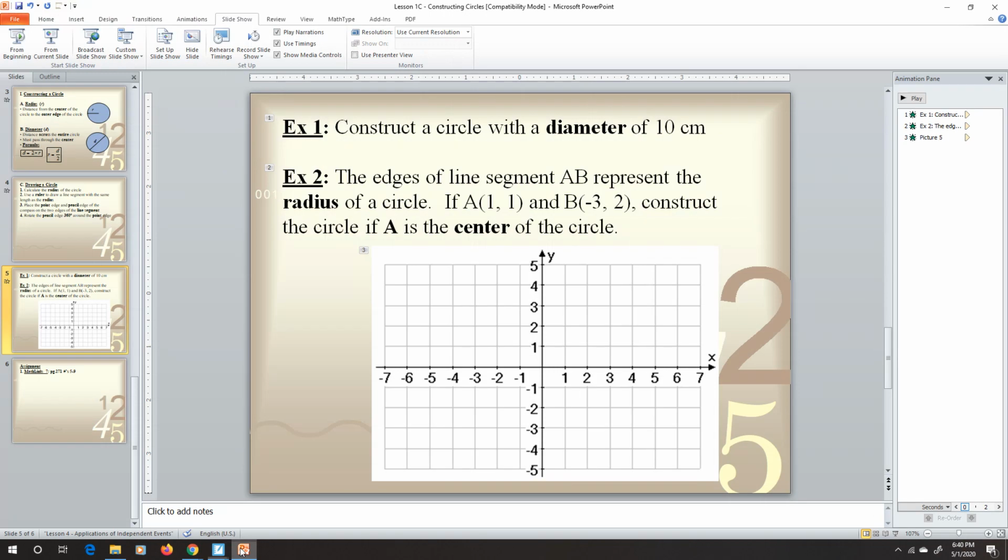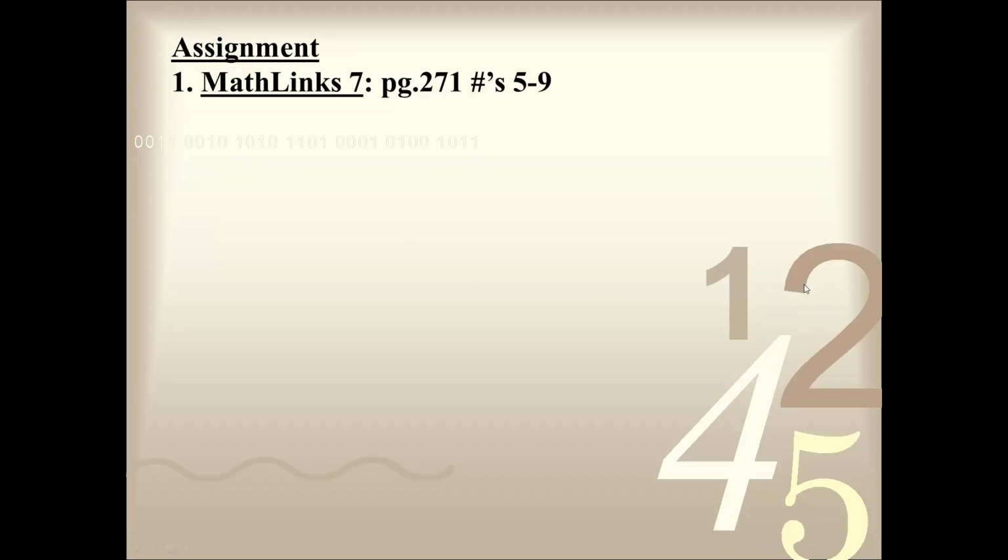Let's go back now to the lesson and identify the assignment to complete. In your MathLink 7 textbook on page 71, do numbers 5 through 9. I believe number 5, you have to draw 3 circles. 6 and 7 are some calculations involving going from radius to diameter and diameter to radius. You actually don't need to draw any circles for questions 6 or 7. Question 8, you've got to draw circles, and question 9 deals with the Cartesian plane, where you also need to do that.